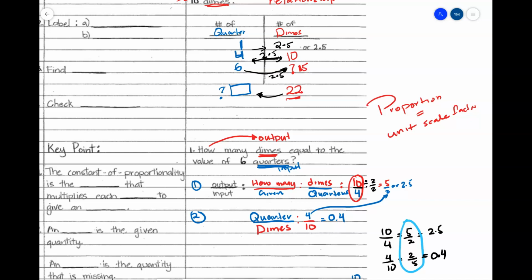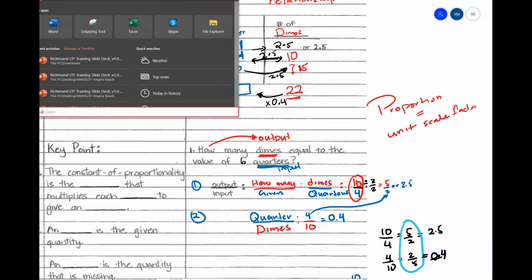So what would I do if I want to go back to find the answer? Remember, now I'm going from a larger number to a smaller number, so I need to multiply with a number that's less than a whole, so I'll multiply it by 0.4. And you can use your calculator, you can use a Google calculator, whatever works for you. And if we do 22 times 0.4, let's go ahead and take out a calculator.